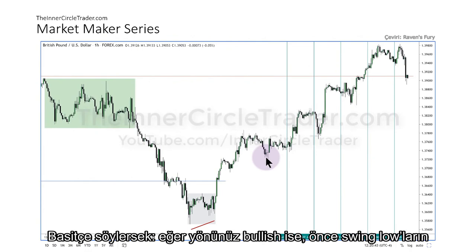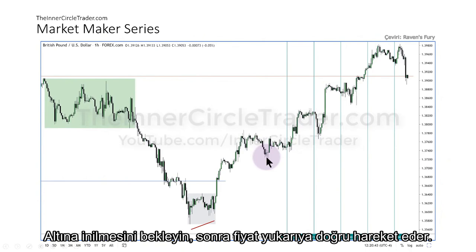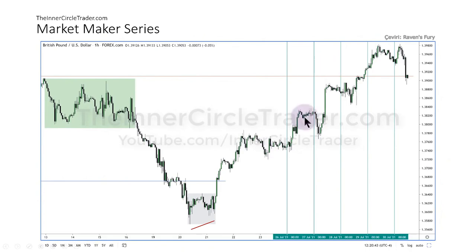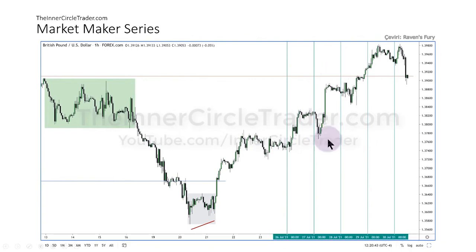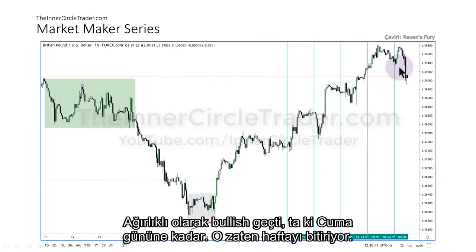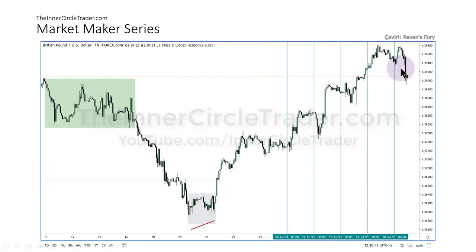In layman's terms, if you're bullish, look for swing lows to get traded below, and then it starts to move higher. Short-term low, trades below it, and then it starts to trade higher. Okay. Each day of this week was predominantly bullish until we get to Friday. Obviously, that ends the week.